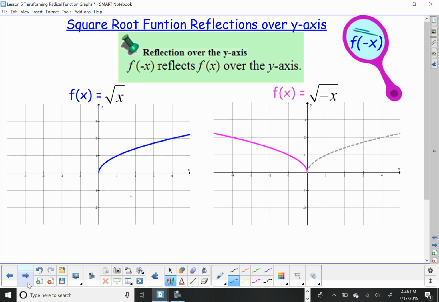So, square root function reflections over the y-axis. Now, when you reflect over the y-axis, remember, here's the gray. That's the parent function. So if I'm 1 to the right, I go 1 to the left. 4 to the right, I go 4 to the left. And then I draw my curve.